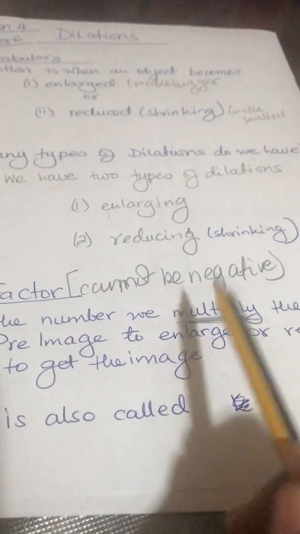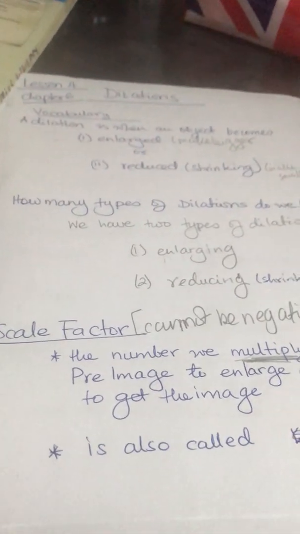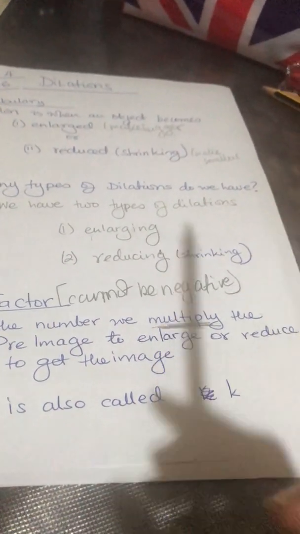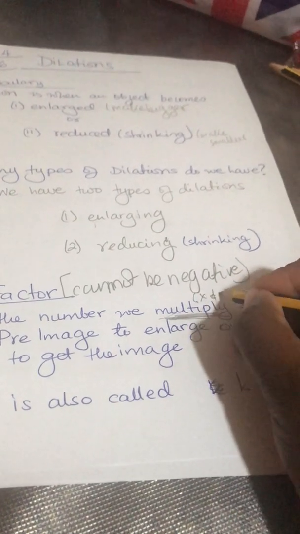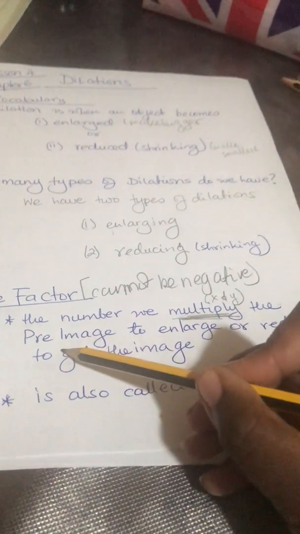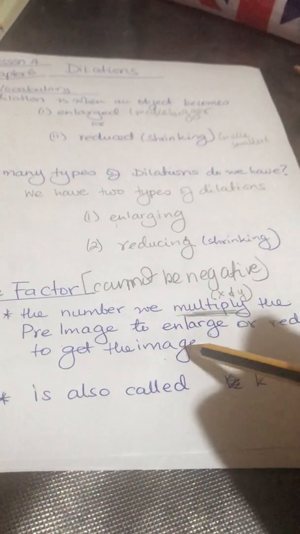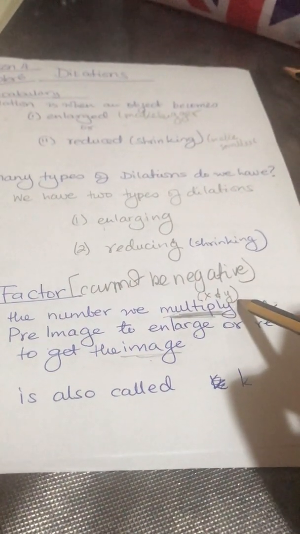Okay, so the scale factor is the number we multiply, not add, you multiply. And you have to multiply x and y, not only x, both x and y. So it is the number we multiply. Put your x and y, because I know you forget. We multiply the pre-image to enlarge or reduce to get the image. So it is pre-image times scale factor.